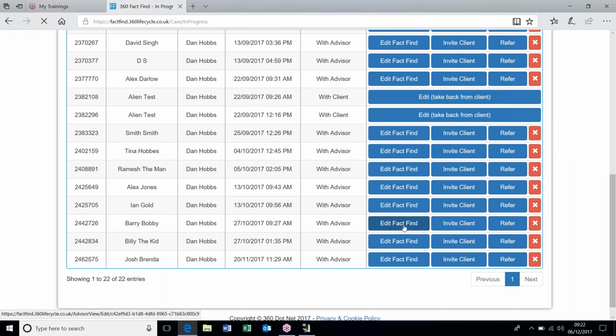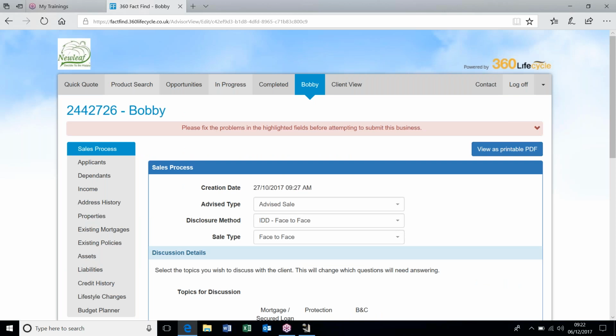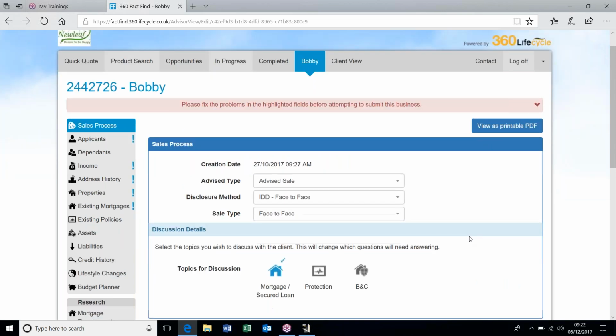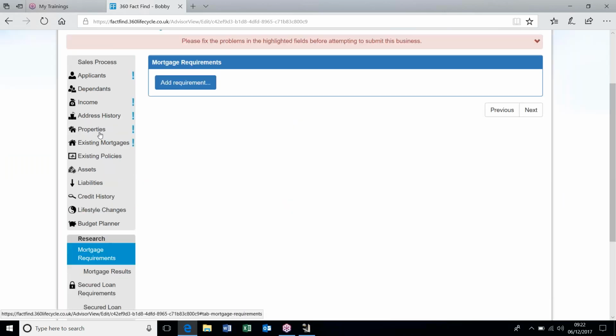So if I go to Edit Fact Find, I can bring the fact find up in front of me. And what the plan will be now is to run some research on the customer, and in this case we're doing the mortgage sale. So if I go down to the research on the left hand side, I go to the mortgage requirements, and this is how we conduct our research for the customer.